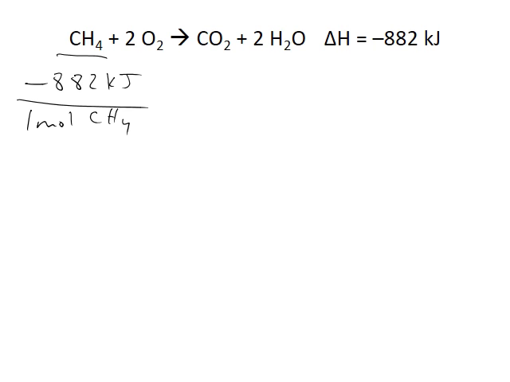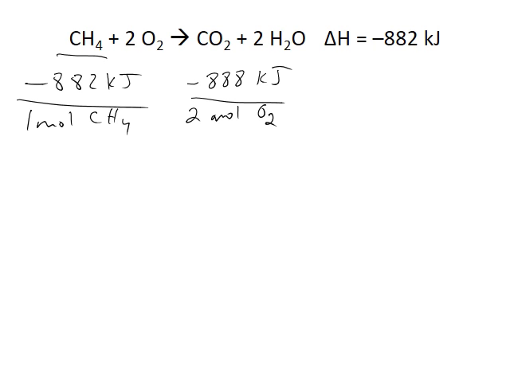Alternatively, we can actually write this for any of the reactants or products in this reaction, which means that there's also negative 882 kilojoules for every 2 moles of oxygen. We could do the same thing for carbon dioxide, and that would be for 1 mole of carbon dioxide, or for water, it would be for 2 moles of water. By writing this relationship, we can use this to figure out how much heat is actually produced.